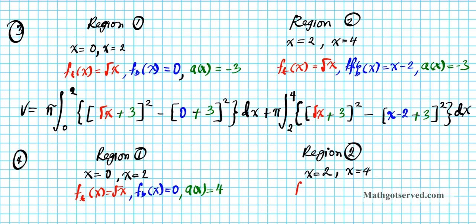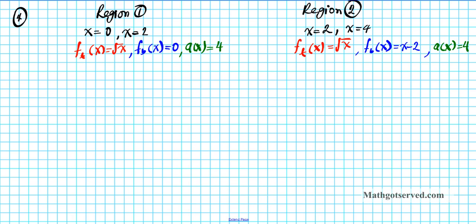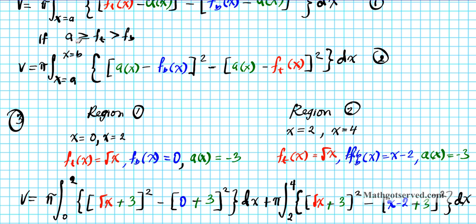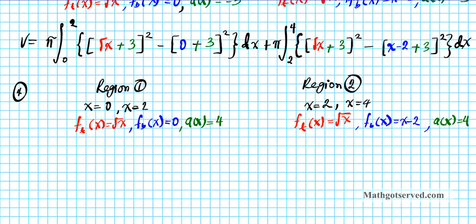again, like number 3. Function on the top, in terms of x, is square root of x. Function at the bottom changes to x minus 2, like in number 3. And then our axis of rotation is also 4. That's different from 3. All right, now we have all the ingredients. We're going to be using this second formula here because the axis of rotation is above the two functions.